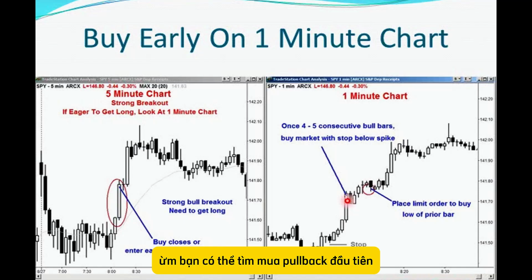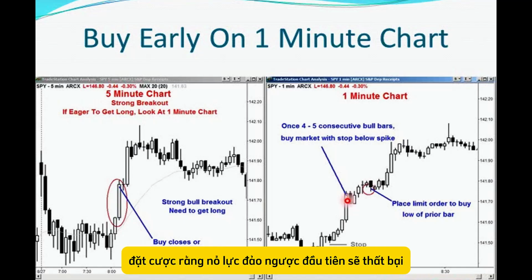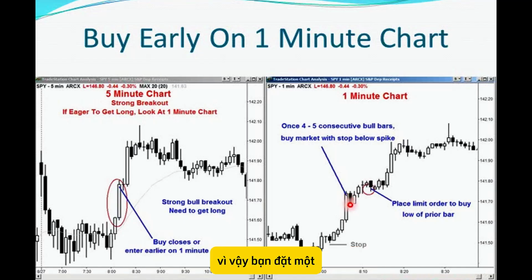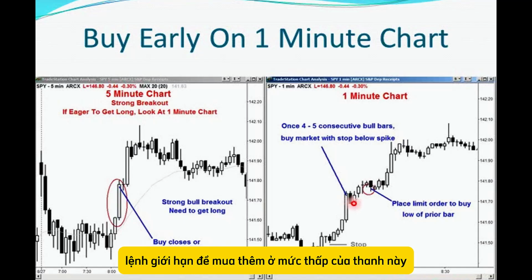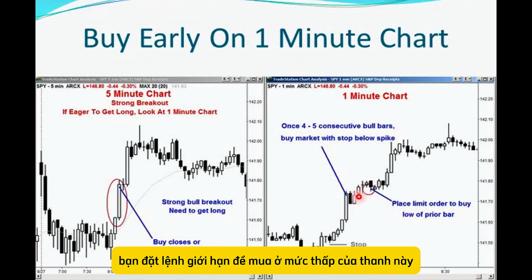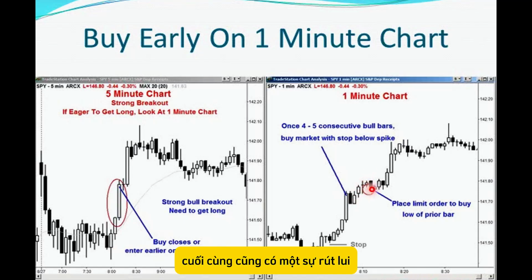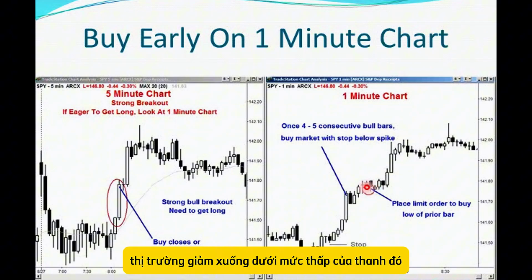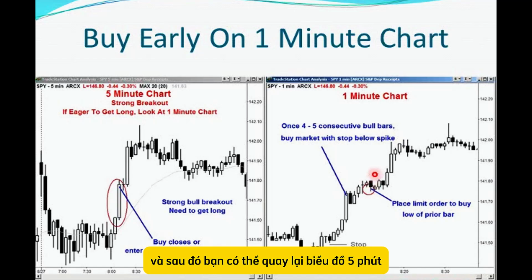Also, you can look to buy the first pullback, betting that the first attempt to reverse will fail. So you place a limit order to buy more at the low of this bar, did not get filled. You place a limit order to buy at the low of this bar, not get filled. Finally, you do get filled. Finally, there's a pullback. The market fell below the low of that bar, and your limit order to go long was filled. And then you can go back to the 5-minute chart to manage your trade.